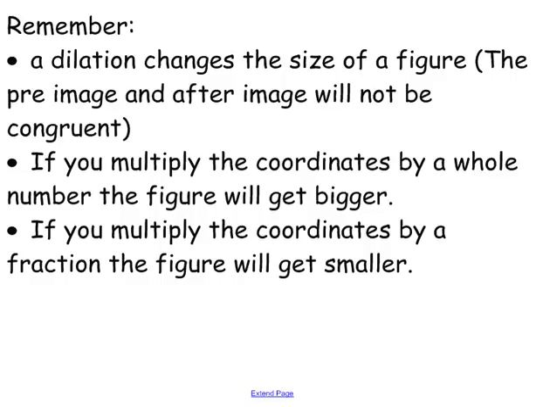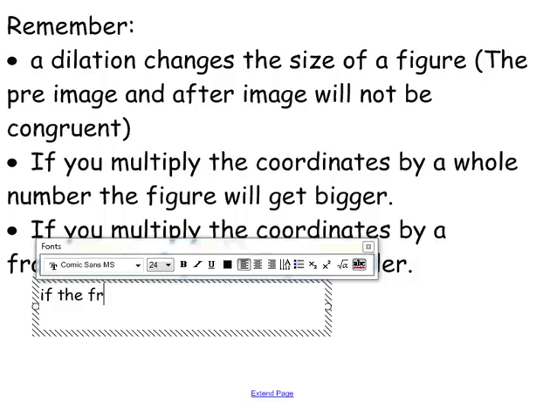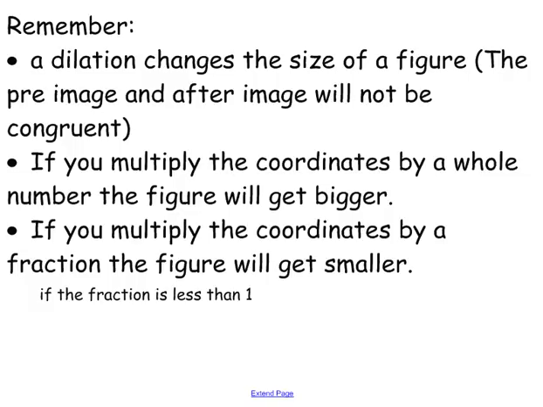All right, so some things to remember. One, a dilation changes the size of a figure. The pre-image and the after-image will not be congruent. Two, if you multiply the coordinates by a whole number, the figure will get bigger. If you multiply the coordinates by a fraction, the figure will get smaller. And actually, I should just add a little caveat, right? And this is if the fraction is less than one. Because, you know, sometimes you can have an improper fraction that's greater than one.